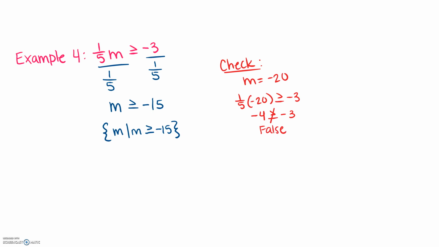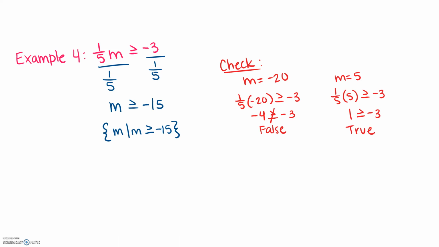Okay, let's try a number that should meet our inequality's requirements and be greater than negative 15. So let's try m to be a positive 5. So I have 1/5 times 5 should be greater than or equal to negative 3. Well, 1/5 times 5 gives me positive 1, and positive 1 is greater than negative 3. So that is true.